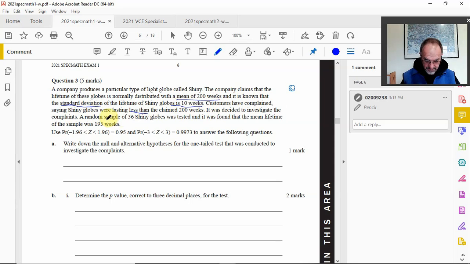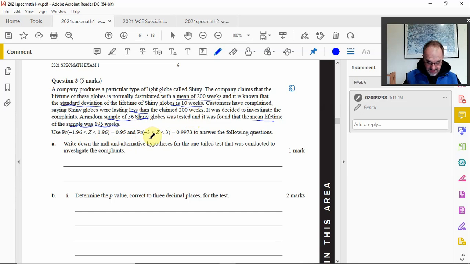A random sample of 36 was tested and found that the mean lifetime in the sample was 195 weeks. So use this information that the probability of Z being between negative 1.96 and 1.96 is 0.95, and that the probability of Z being between negative 3 and 3 is 0.9973 to answer the following. Okay. So a lot of words, and you can get confused if you're not careful.